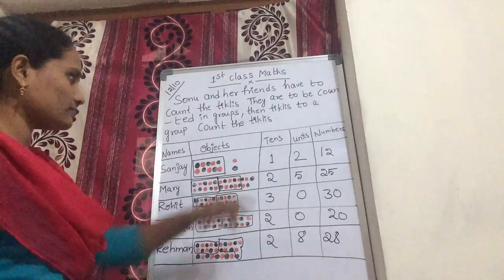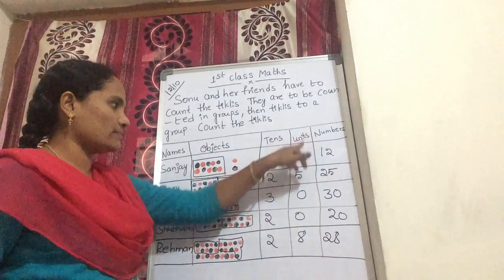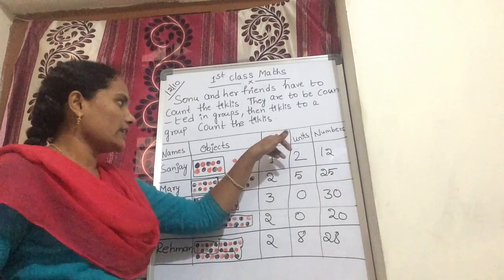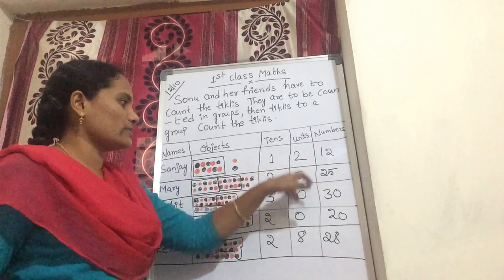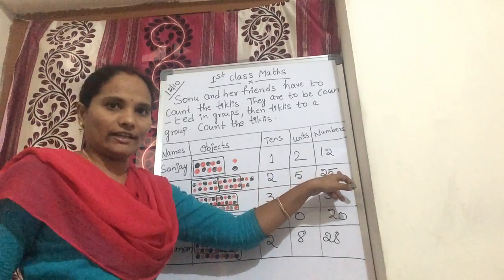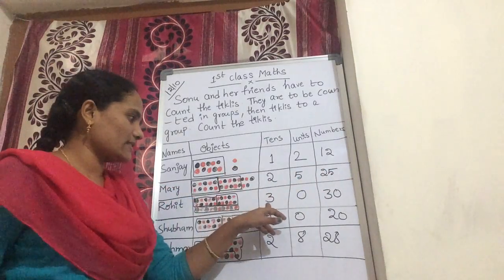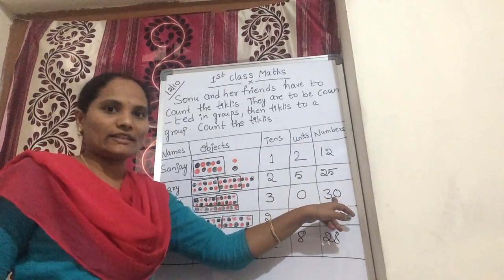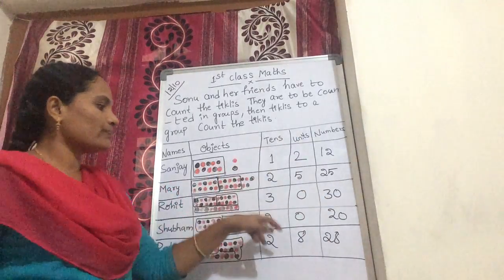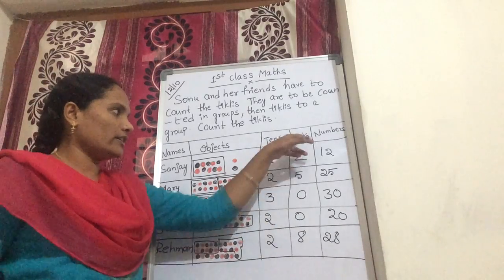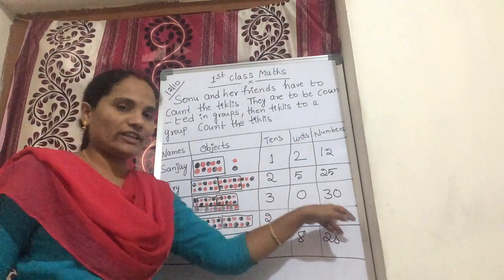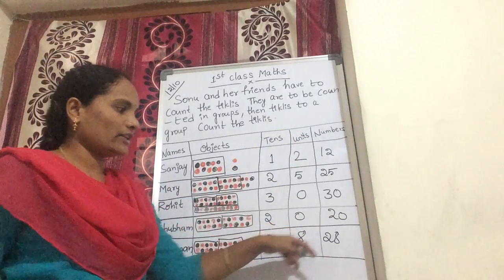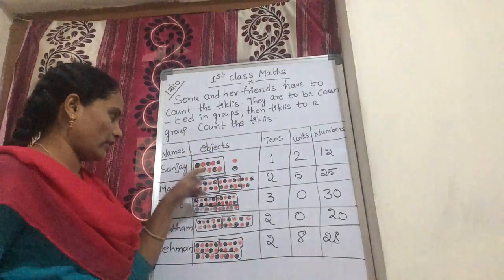Like this also. In tens 1, in units 2. So 1 and 2 is 12. Next in tens 2, in units 5. You get the number 25. Again in tens 3, in units 0. 30 means 30. You get 30. Next, let's see, amma. In tens 2, in units 0. 2 0, 20. Next in tens 2, in units 8. 2 8, 28.